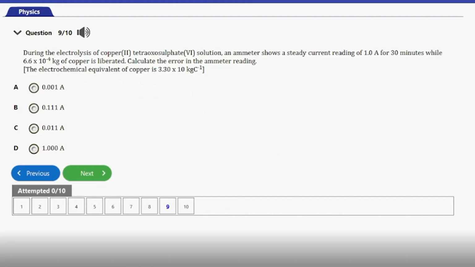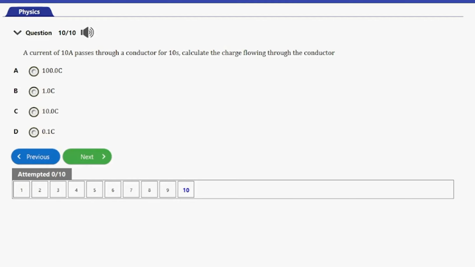Let's go ahead and consider the next and the last question here guys. So that's question number 10 here. It says a current of 10 ampere passes through a conductor for 10 seconds. Calculate the charge flowing through the conductor. So guys, this is actually a very simple question, because the charge Q here is going to be IT. So all we just need here is to multiply the current here by the time here, and actually the two of them are already in the standard units, so we don't need to do any conversion.